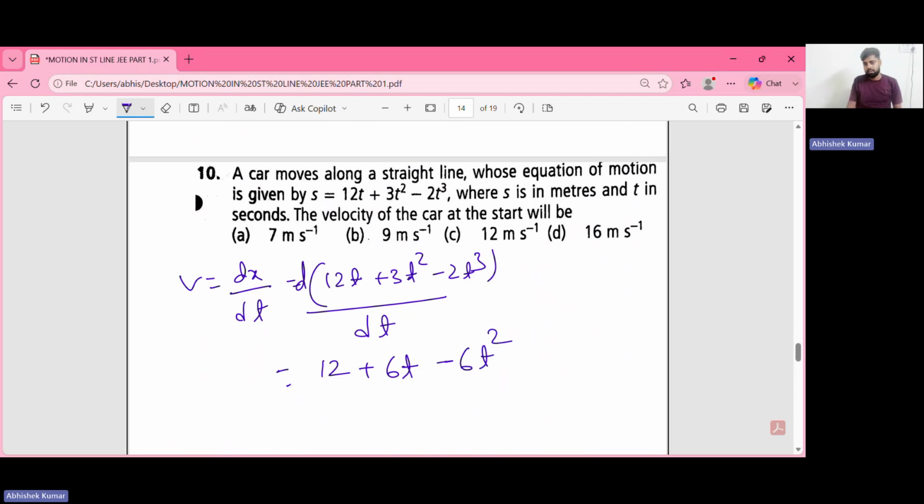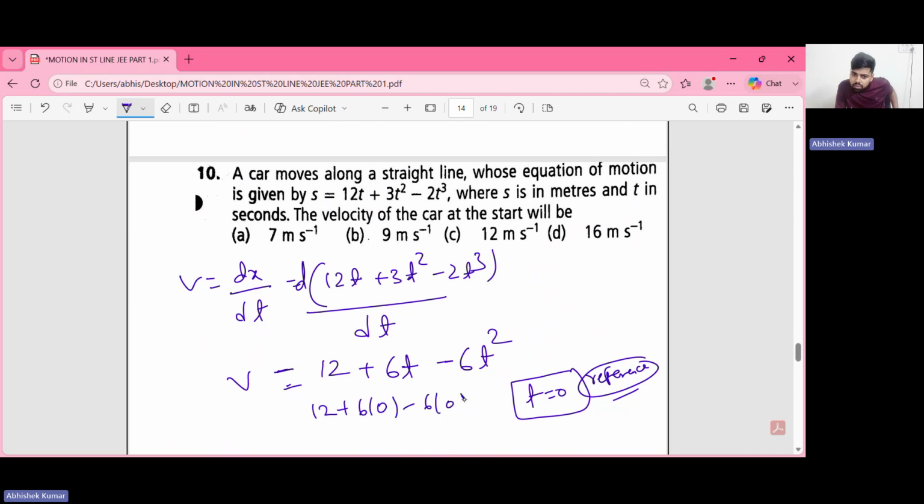Clear? Yes, sir. But what is the velocity of the car at start? So at the time of start, we will take the initial velocity, that is, start time. Time is equal to 0. What is the reference we are taking? Suppose something we are starting, in that case, what will happen? Time interval, time period is what? 0. So now put the value here. If you put 12 plus 6 into 0 minus 6 into 0, so what did you get? This part cancels. So what are you left with? You are left with 12. So what is the answer? 12 meter per second.